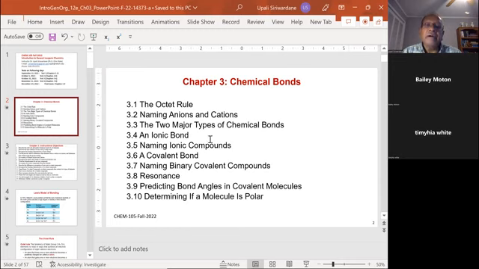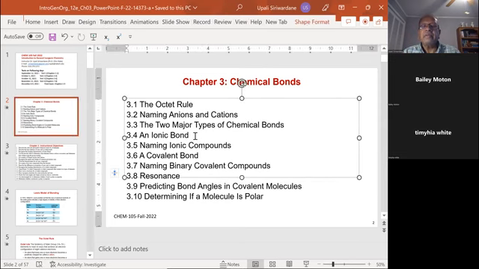In Chapter 3, we talked about the octet rule, naming anions and cations, and how anions and cations are formed by gaining electrons and losing electrons. There are two ways to gain an octet. One is to form ions, the other is to share electrons to make molecules. We talked about ionic bonds. Now we're going to talk about covalent bonds. That's the topic for today.